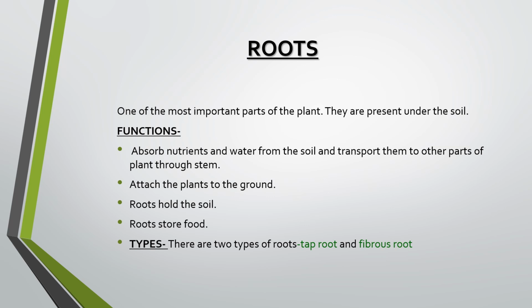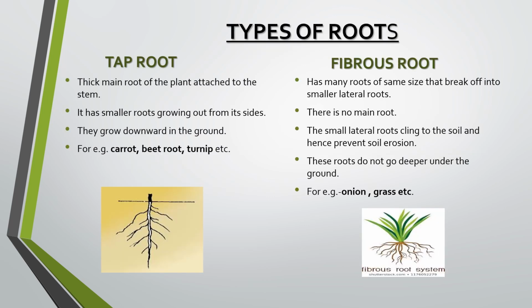Roots are mainly of two types, taproot and fibrous root. Now what is taproot? Taproot is a thick main root of the plant which is attached to the stem. You can see here in the diagram itself, it's a main root. Now it has some smaller roots which are growing from its side. And the taproot grows downward into the ground. Examples of taproot are carrot, beetroot, turnip, etc.